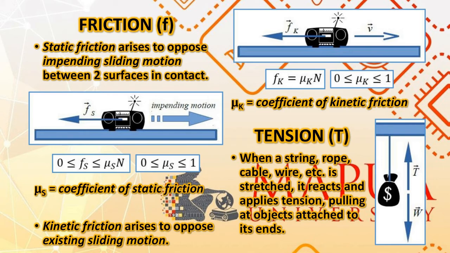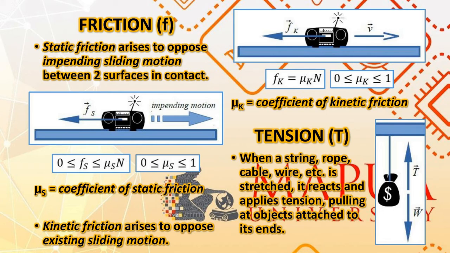Now, regardless of whether you have static friction or kinetic friction, you will notice that sliding friction is always parallel to the surface. In both figures, the surface is horizontal, therefore, the friction is also horizontal. And N here, whether you have mu s n or mu k n, is the magnitude of the normal force.